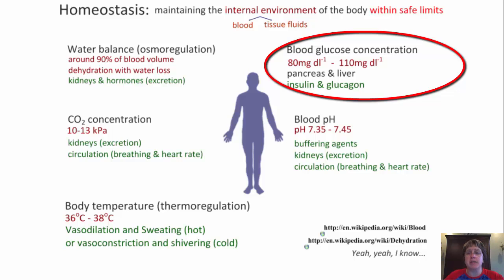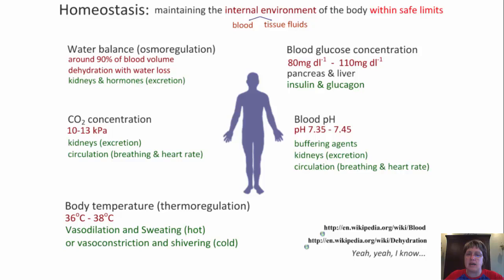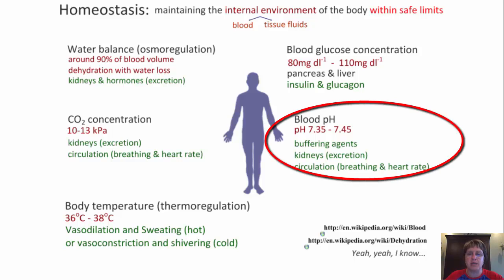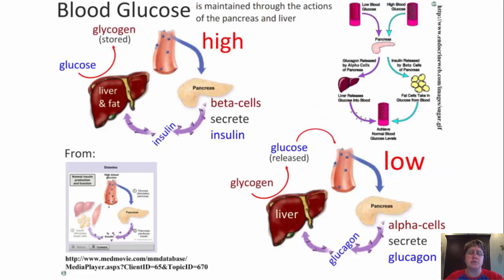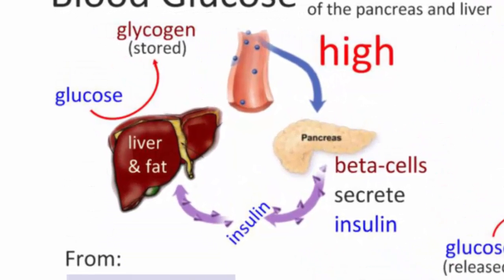Today, we're going to talk about blood glucose concentration, and that's the next couple of slides, and that involves your pancreas and your liver and two hormones called insulin and glucagon. And then we've talked a little bit about blood pH with circulation, breathing, and heart rate, but you'll get into that a little bit more when you talk about kidneys next year as well. All right, so blood glucose. Blood glucose is the level of glucose or sugars in your blood, and this is maintained through actions in the pancreas and the liver working together, okay?